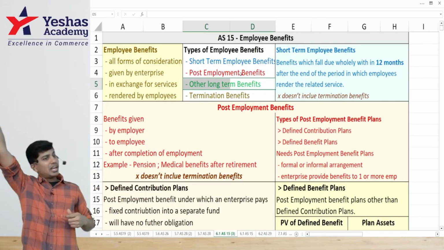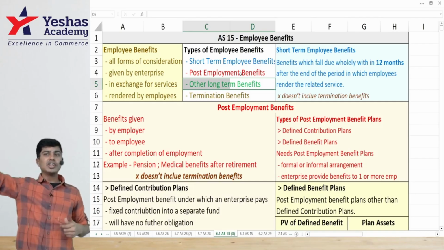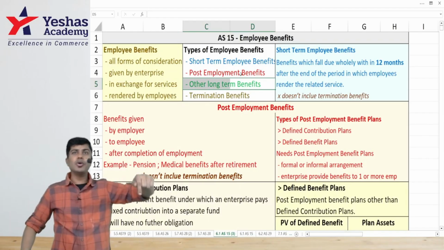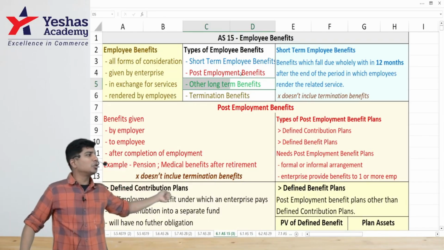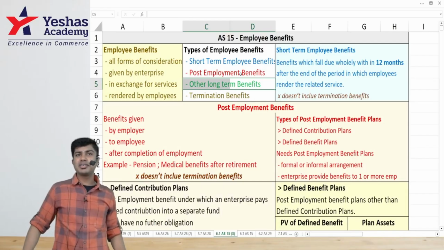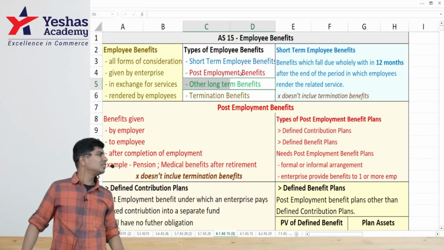You are paying it more than 12 months after the end of the service, no? So it is not short term. Is he still in employment? Yes, he is there. So it is not post-employment. So what is it? The long-term benefit. Okay. Everybody understood?